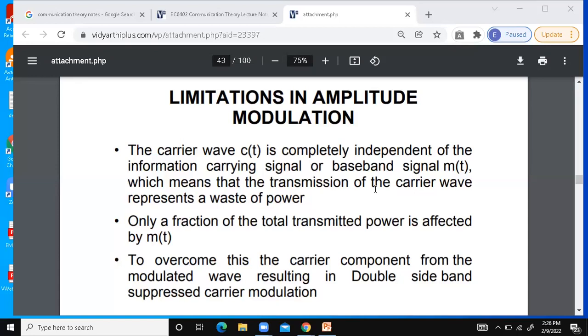So the second bullet, which is basically coming straight out of the first: only a fraction of the total transmitted power is affected by m(t), m(t) being the information. So out of all the power you use up, only a fraction of it is affected by your information. The rest is what? Well, the rest affects the carrier, right?